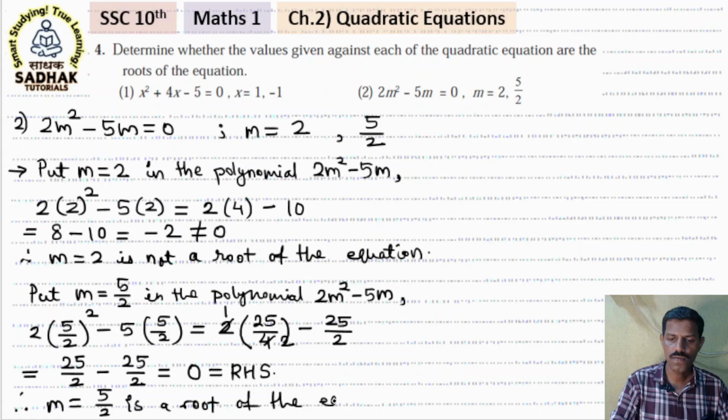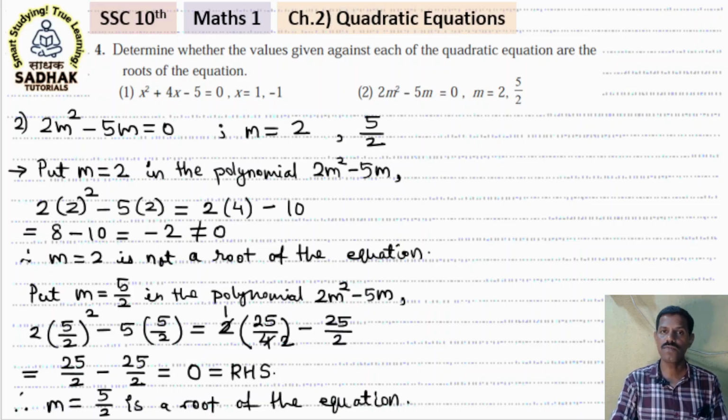So whenever we are given any values of the variable, we have to substitute that value in the given equation, and we have to see whether the left hand side is equal to the right hand side. If it is, then we will say that yes, that value of the variable is the root of the equation, and if the left hand side is not equal to the right hand side, then we will say that no, it is not the root of the given equation. I hope you understood question number 4. Let us now go to question number 5 in our next video.